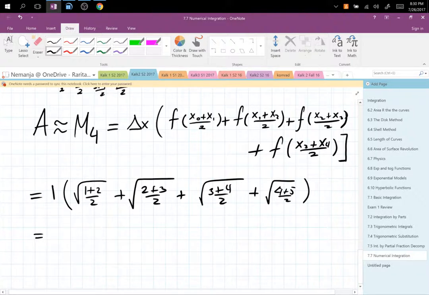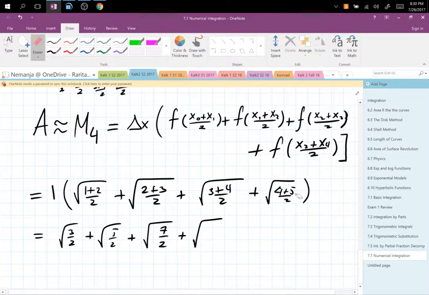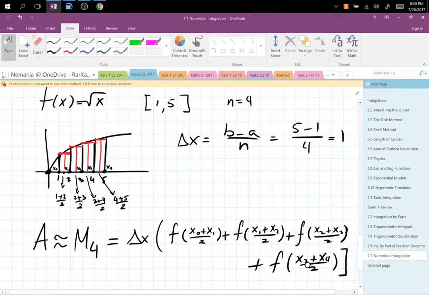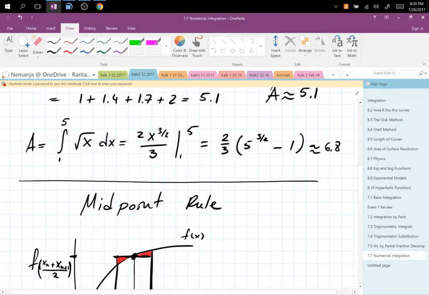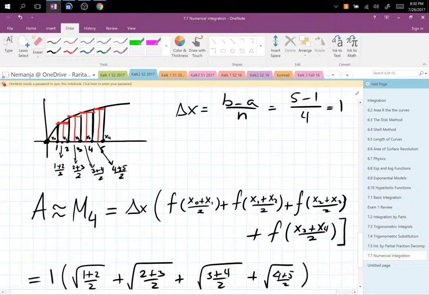So this turns out to be the square root of 3/2 plus the square root of 5/2 plus the square root of 7/2 and then plus the square root of, I can't read this, 4 plus 5, 9/2. So all we need to do is add these values, and we're hopefully going to get something good. How much? 6.8. Wow. To the first decimal, this is exact.